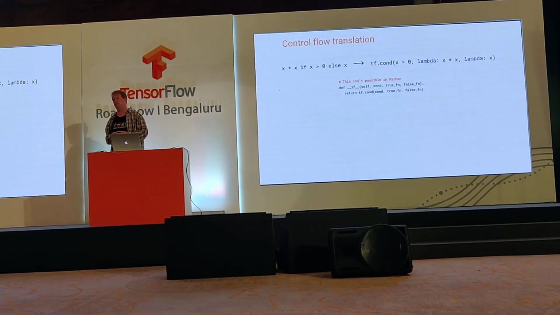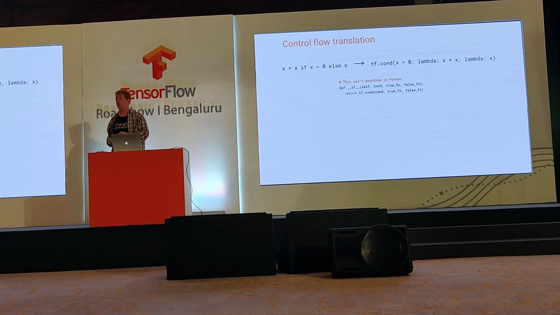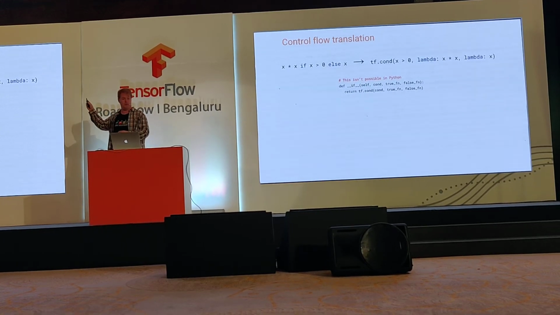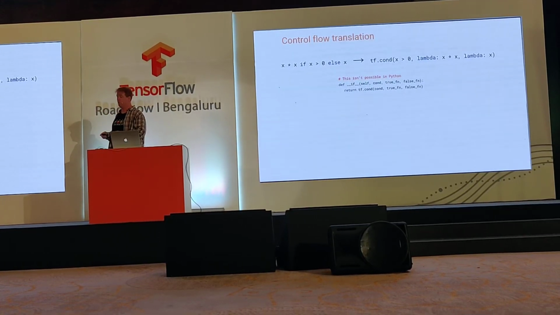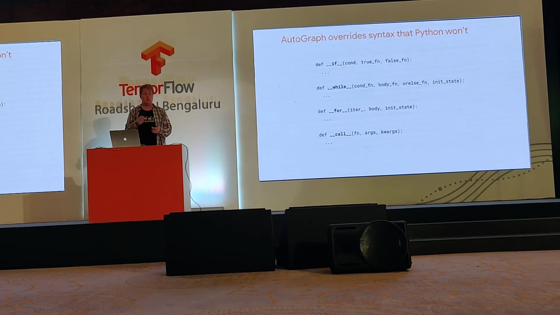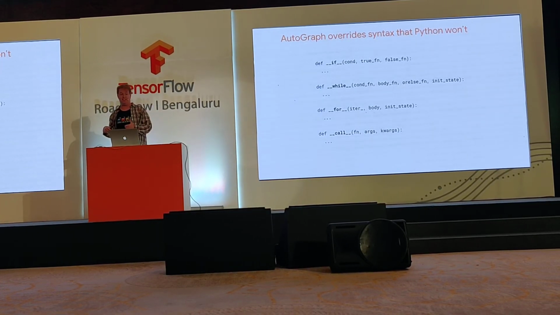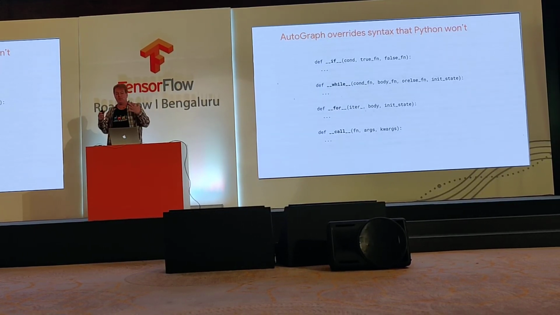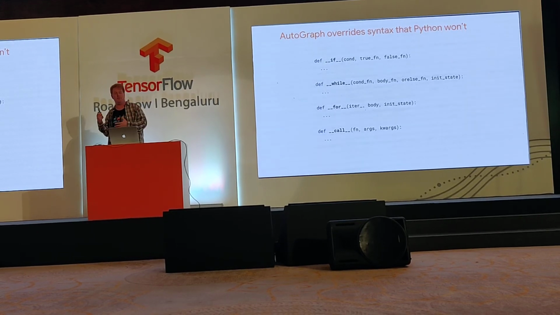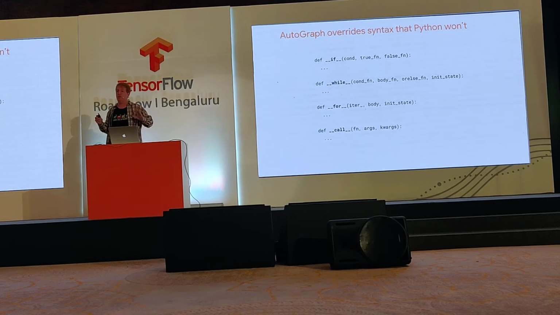But Python doesn't have built-in facilities for overriding control flow. So if I wanted to overload if here, it's not going to work. So with AutoGraph, we use code rewriting techniques to implement these overloads anyway. Somewhere in AutoGraph, we have facilities to replace Python statements with our custom functions, and we use them to overload the control flow.